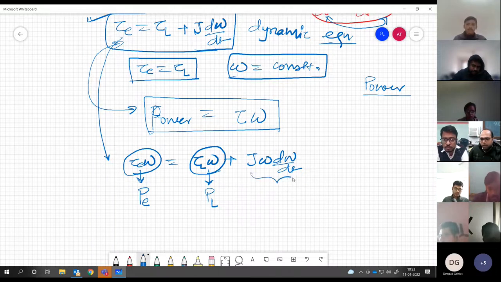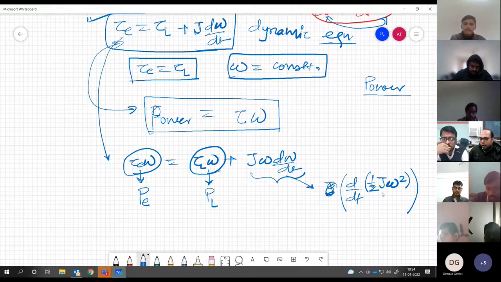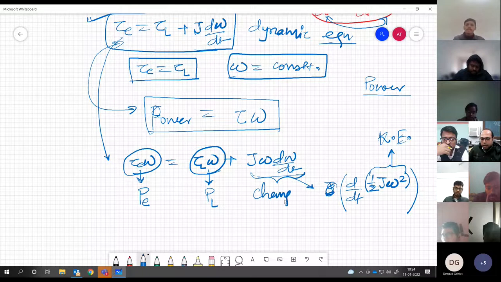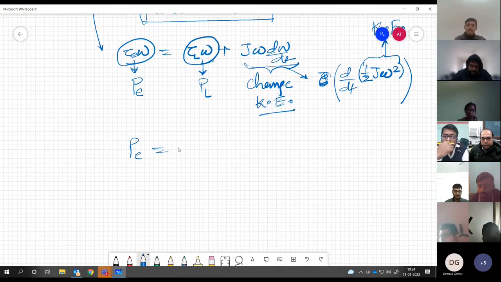Understand my point? But what is this? If I rewrite this part, I can write it like this, for constant inertia. Now what is this quantity? This is basically the kinetic energy. So this term denotes the rate of change of kinetic energy, because time is involved. It is not just change, but how fast it is changing. Derivative of that. So the power you are feeding from the motor, the electromagnetic power, is getting balanced.